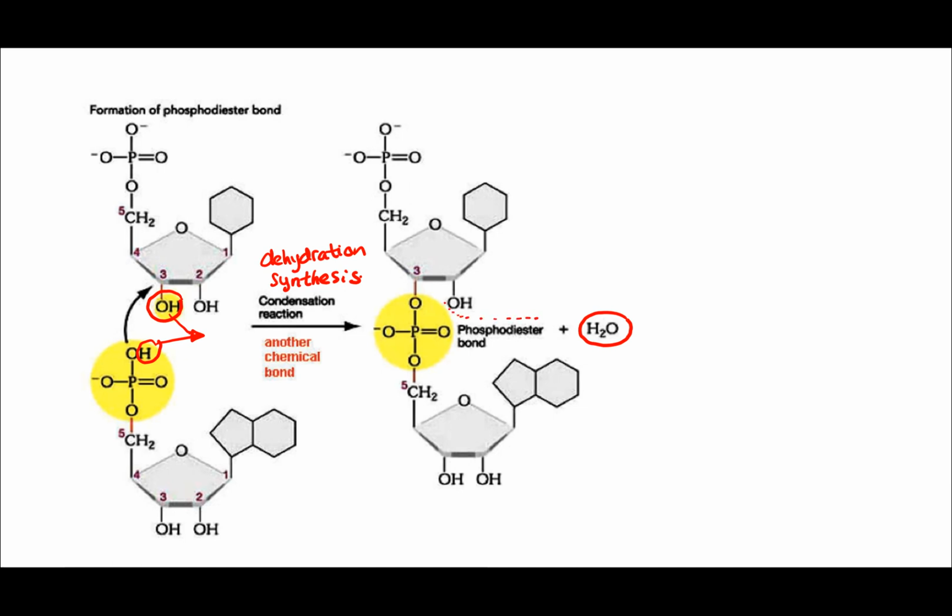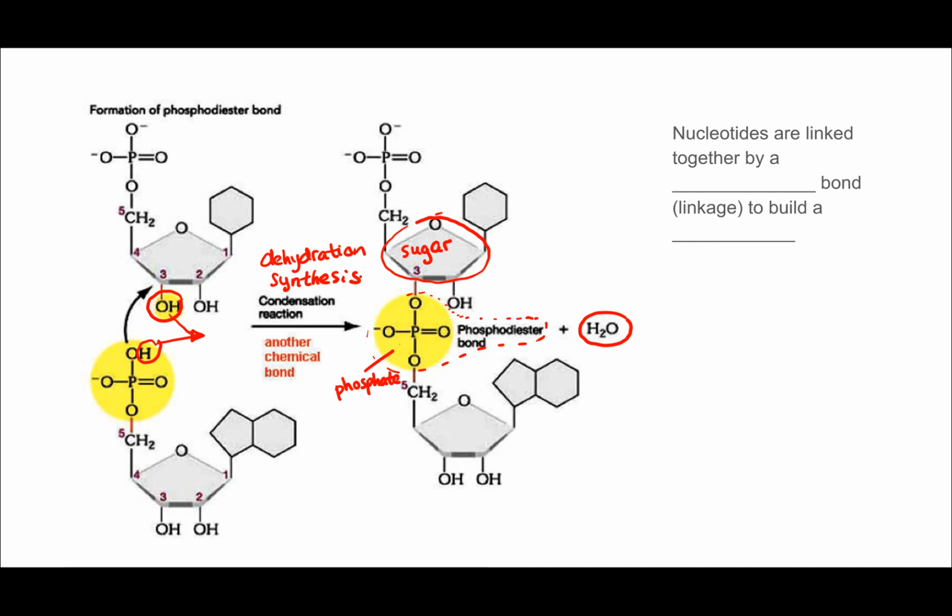That bond that you just formed is between the sugar of one nucleotide, so remember this is the pentose sugar part of the nucleotide, and the phosphate group of the other nucleotide. That bond is called a phosphodiester bond. So you can see that nucleotides can be linked together by a phosphodiester bond to build a dinucleotide. If you repeat this process, it will form a polynucleotide. Remember, di means two, poly means many.